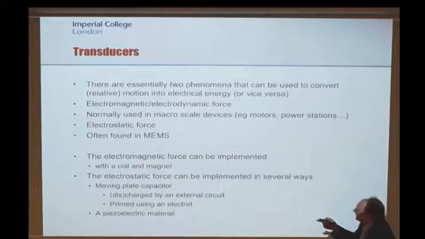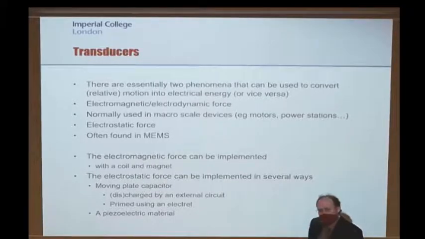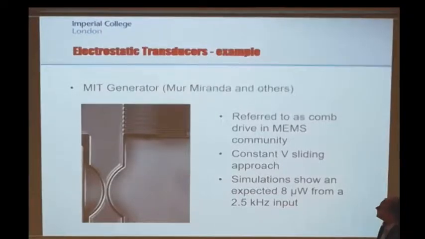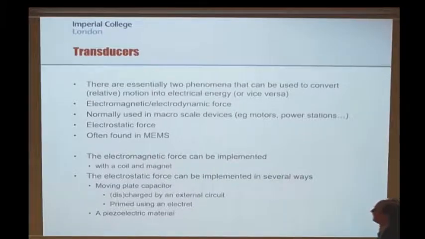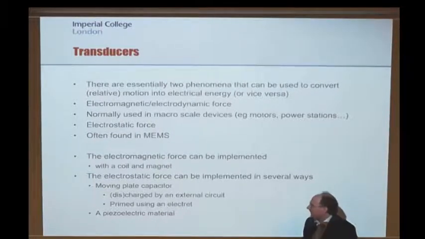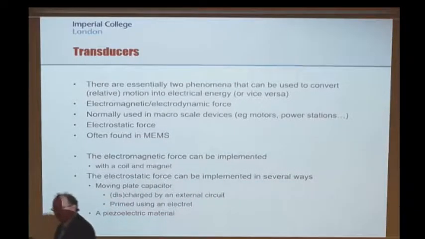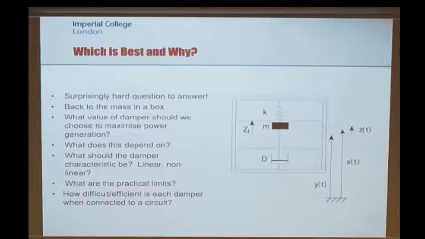The electrostatic type force can be implemented either with a moving plate capacitor, as I showed you on the previous slide from MIT. It could be energized by an external circuit, or it could be primed using an electret, which is the electrostatic version of a magnet. Or it could be implemented using a piezoelectric material. With a piezoelectric material, when you flex it, as you know, you get a charge displacement, you get a voltage. Ultimately, what you're developing is an electric field in the material, and it's that electric field that you do work against in order to generate electrical power.